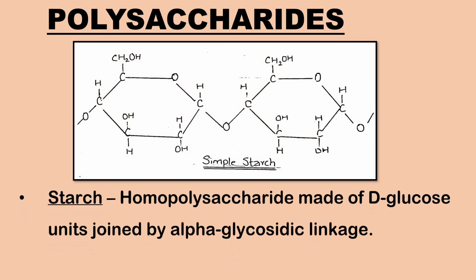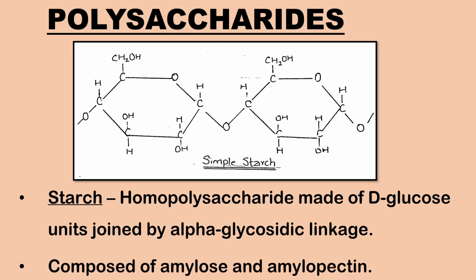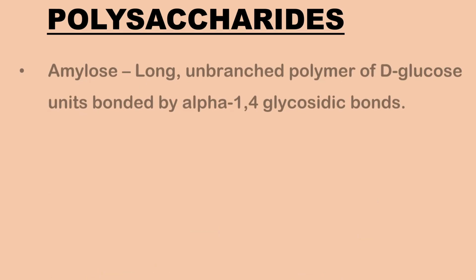Starch is a homopolysaccharide composed of D-glucose units joined together by alpha-glycosidic linkage. It is known as glucosan or glucan. It is composed of a water-soluble amylose 15 to 20% and water-insoluble amylopectin 80 to 85%.